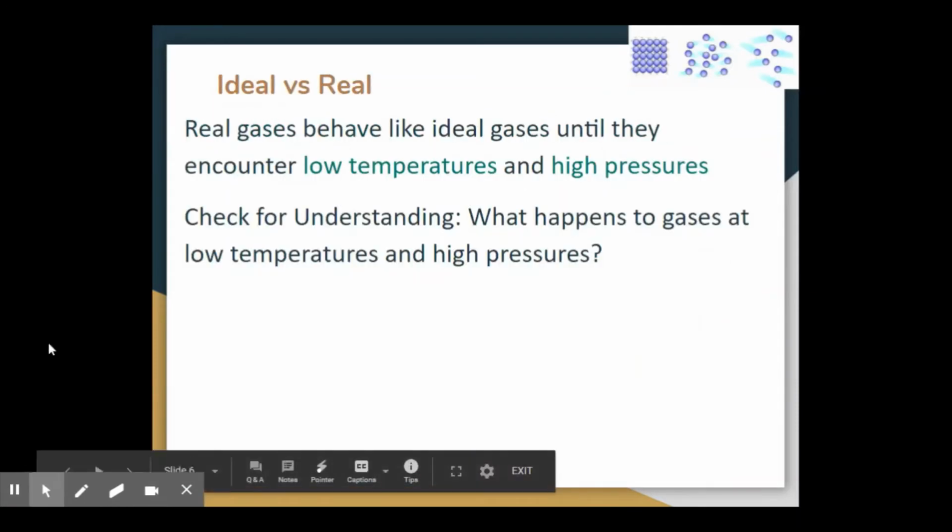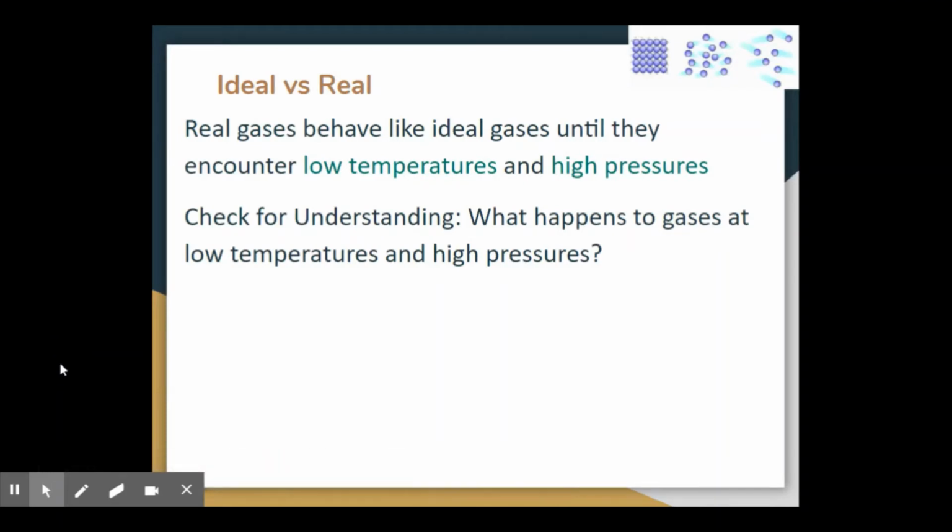So let's do this check for understanding question. Real gases behave like ideal gases until they encounter low temperatures and high pressures. What happens to gases at low temperatures and high pressures?